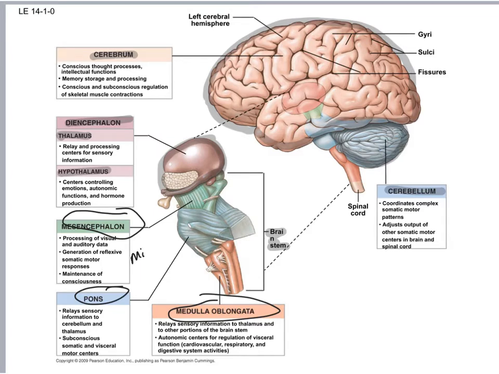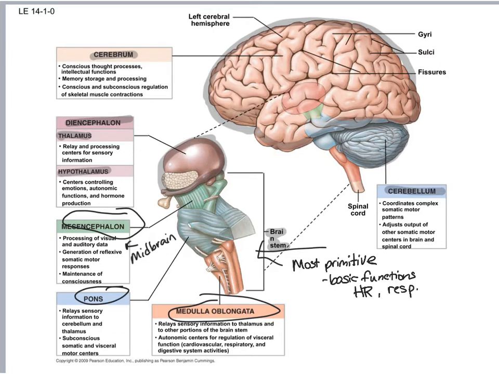So we're going to go through the main nuclei and tracts that are in each one of these areas and what happens. The thing with the brain is that the lowest area of the brainstem, the medulla oblongata, is the most primitive area of your brain. So that's really controlling just the most basic fundamental functions in your body, right? Which would be what? What's the most basic fundamental thing that keeps you alive? Breathing and your heart, right?